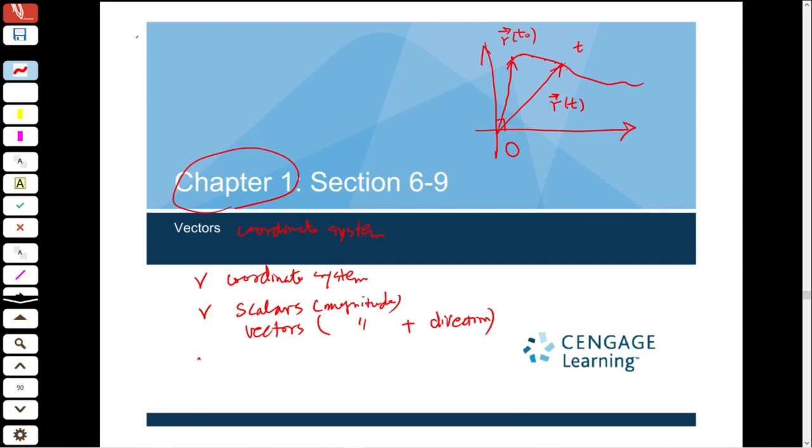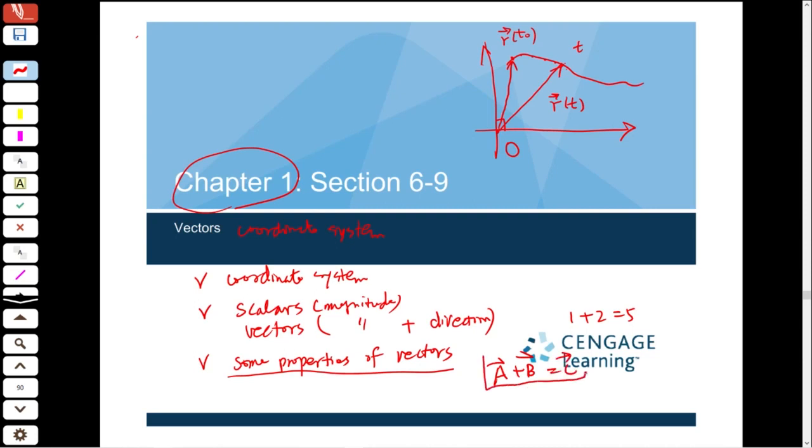And then I will describe some properties of vectors. Okay, so just like numbers, you add numbers like 1 plus 2 is equal to 3. If you have two vectors, you can add two vectors, and that gives you another vector. And I'll explain in detail how you add two vectors.